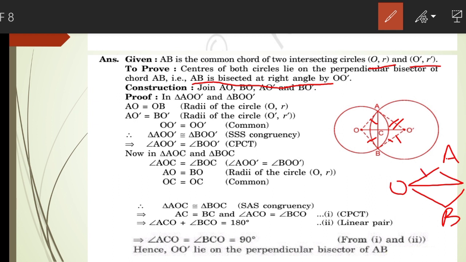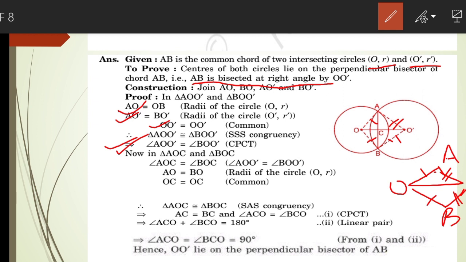Now here OA and OB are the radius of the same circle, so they are equal. AO dash and BO dash are the radius of the same circle, so they are also equal. So the first 2 points are done, and OO dash is common. So we got 3 sides which are equal, and hence we can say that these triangles are congruent to each other by SSS congruency. Since they are congruent, we can imply that angle AOO dash and angle BOO dash are equal by CPCT.